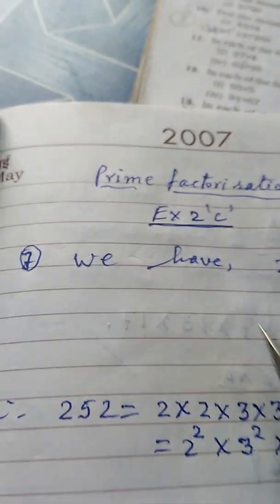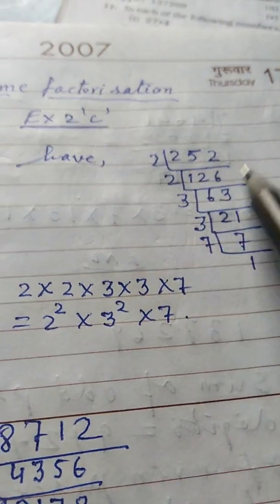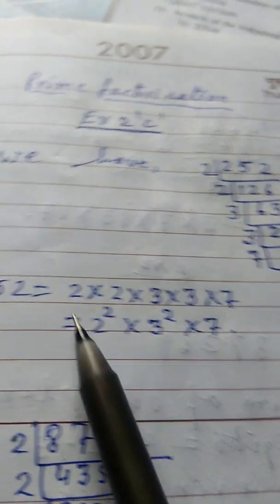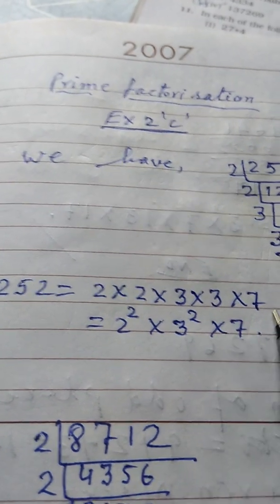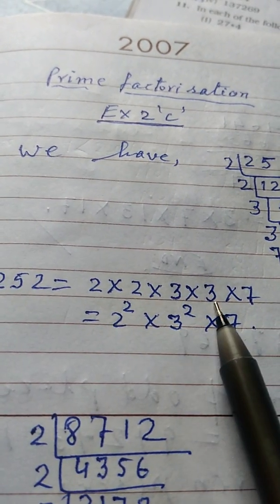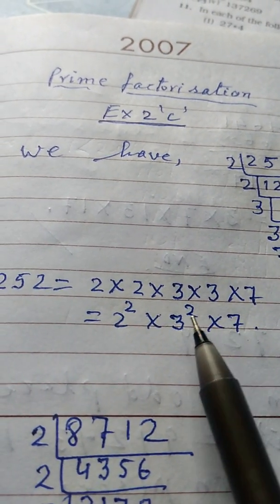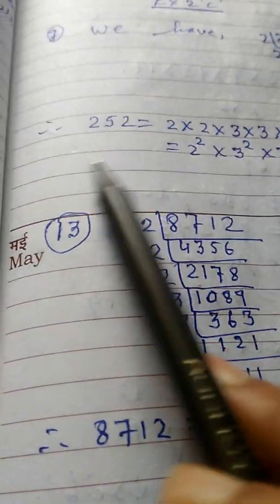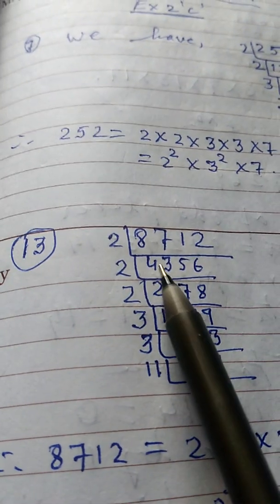Now we will do the prime factorization. Exercise 2C, 252. We have done all this prime factorization. 252 is 2 into 2 into 3 into 3 into 7, meaning 2 squared, as 2 appears two times, 3 into 3, 3 appears two times, therefore 3 squared into 7. This is the prime factorization of 252.